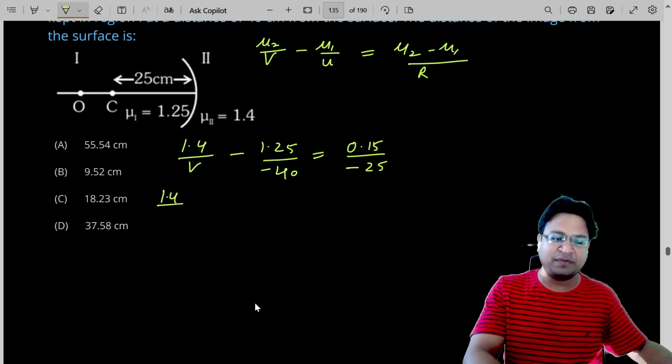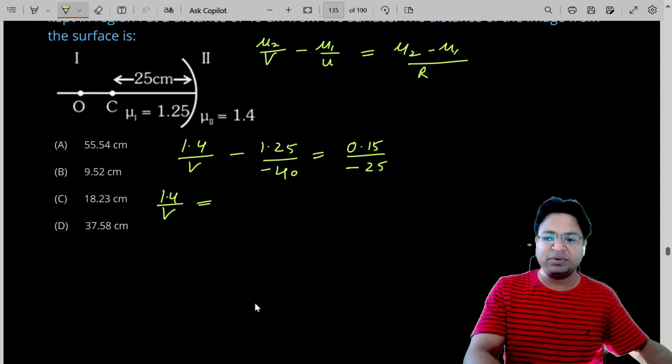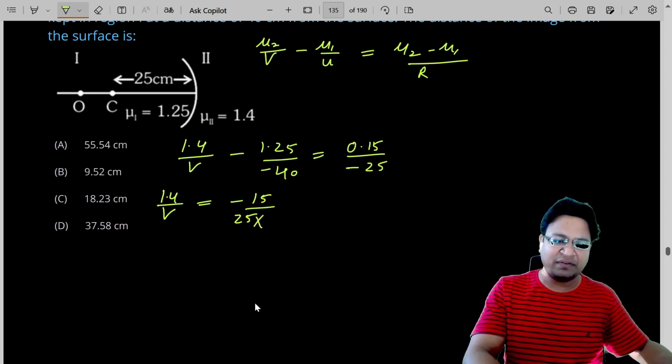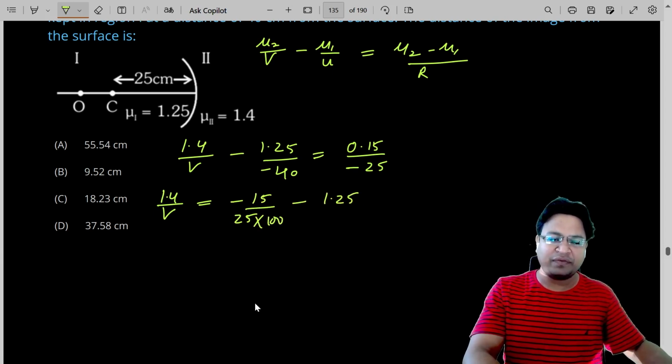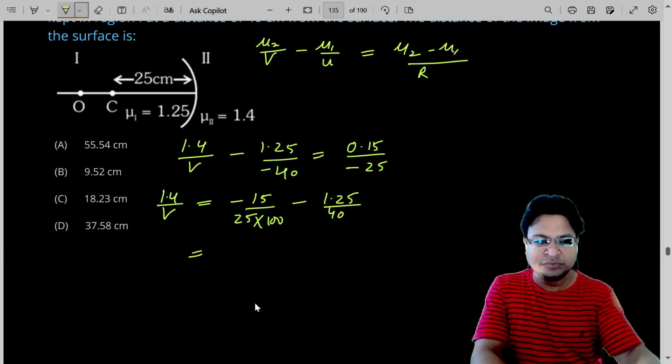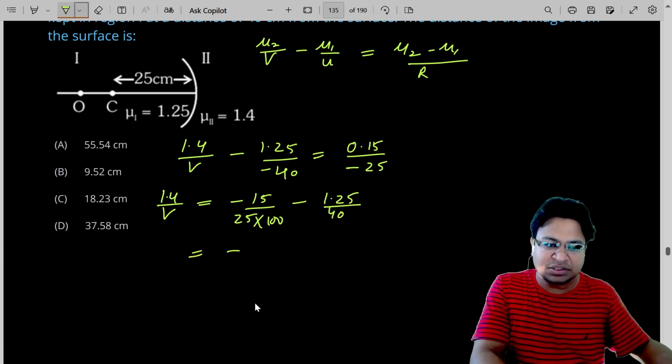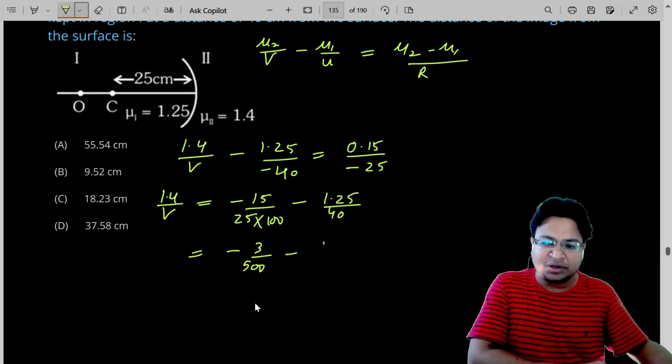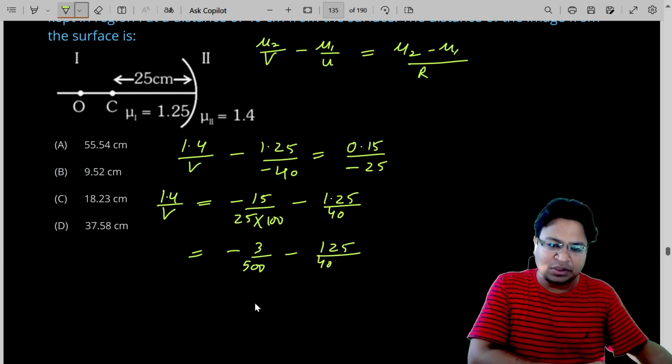Let's try to do that. So 1.4 into V is equal to, this will become minus 15 upon 25 into 100, and I will take it on the other side. It will become minus 1.25 upon 40. This is what we have to finish. So this will become minus 3 upon 500, and this will become minus, let's say, 125 upon 40 into 100.